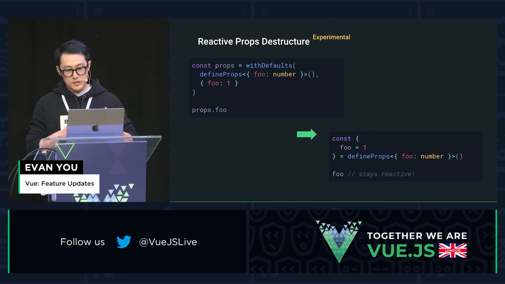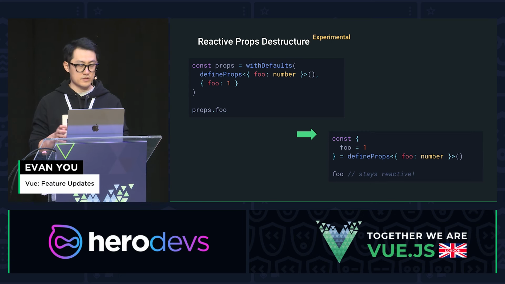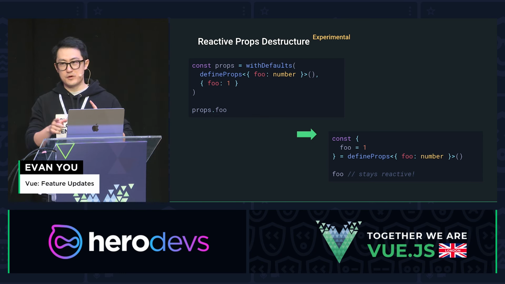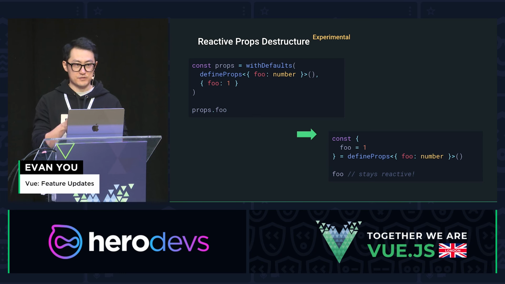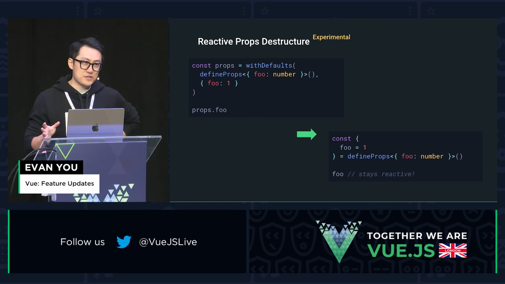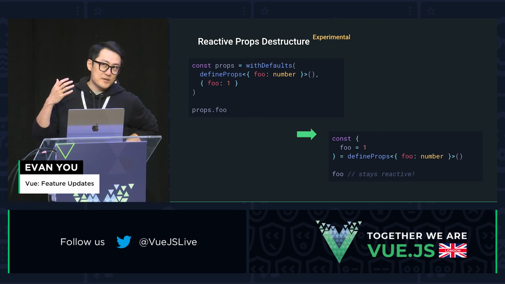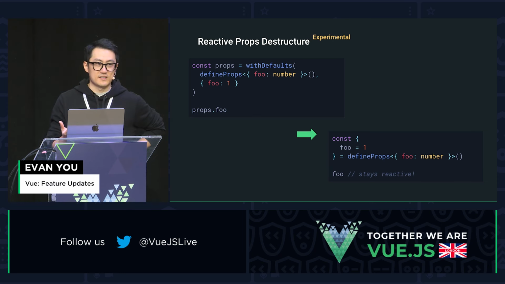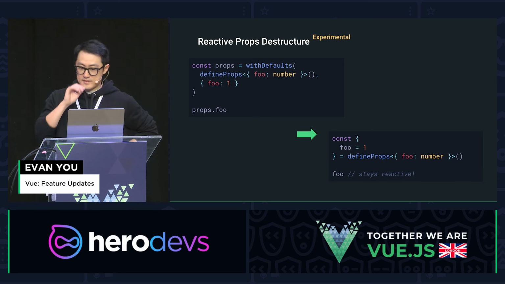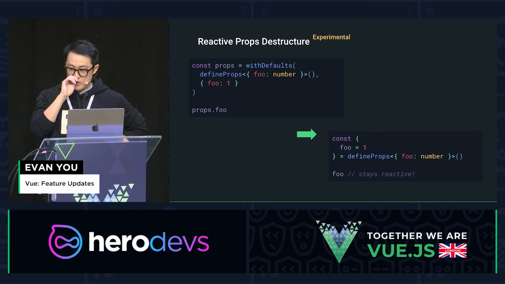Okay, so here we are going into some experimental territory. Reactive props destructure. How many of you have heard or tried reactivity transform? No one? Okay. So reactivity transform was an experimental feature that we tried for quite a long time, but eventually decided to drop.